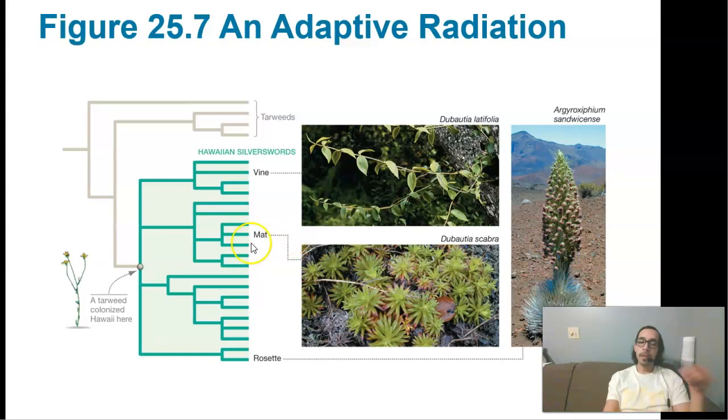Here's the phylogenetic tree for the silver sword. They started with a common ancestor, a tarweed, that colonized the Hawaiian Islands. And it also had many forms, like the mat and also the rosette form. That would be an example of the different niches that the plants have.